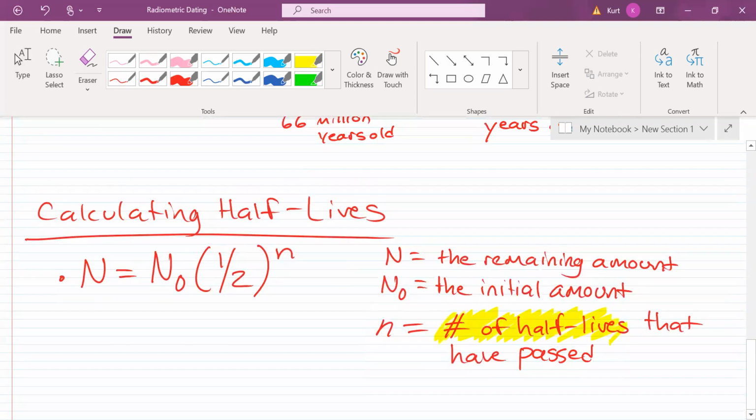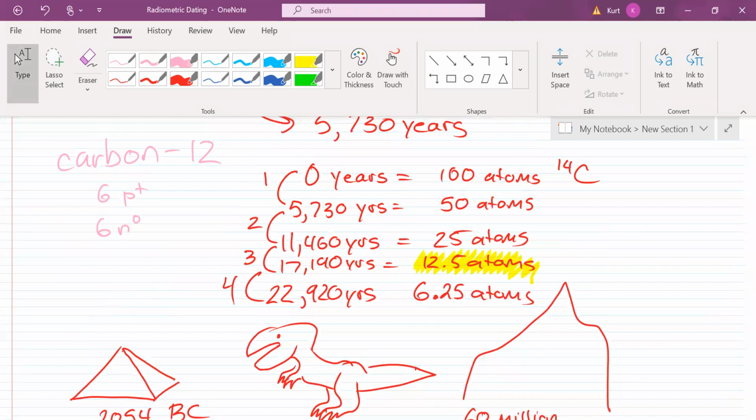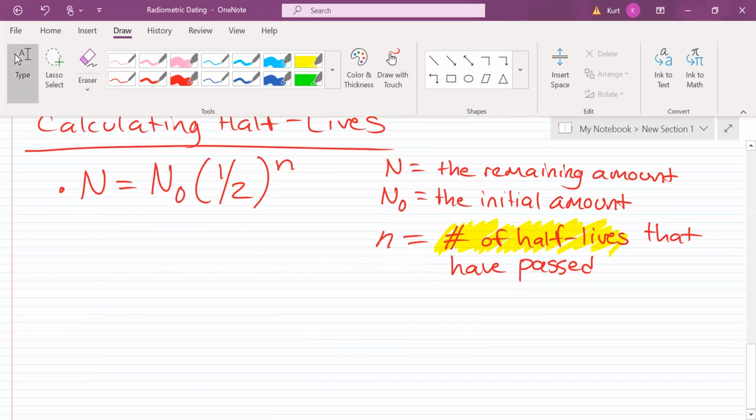So if I go up here, if I asked you, how many half-lives passed, guys? And you say, 22,920 years, Mr. Thorson. That is not correct. You have to listen to the question carefully. I didn't ask how many years passed. I said how many half-lives passed. 4. 4 half-lives passed. And you can expand on that. You can say 4 half-lives, which equals 22,920 years for carbon-14. But this represents how many half-lives have passed, okay?